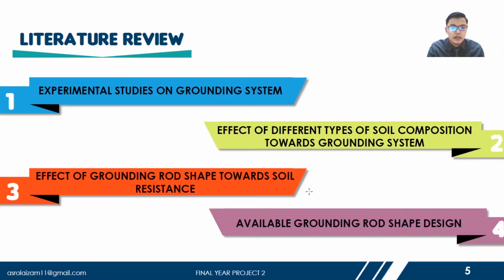This is the summary of the literature review. As you can see here, I will study the grounding system, the different soil compositions, the road shape toward the soil resistance, and the available road shape designs. The references are mostly about the grounding system, soil composition, road shape, and road design.